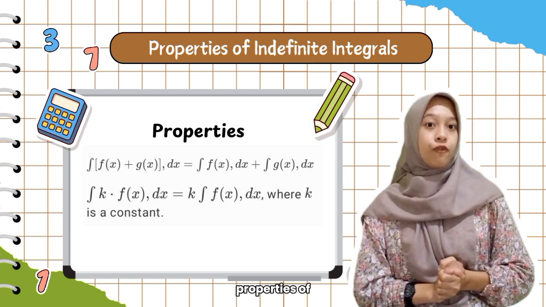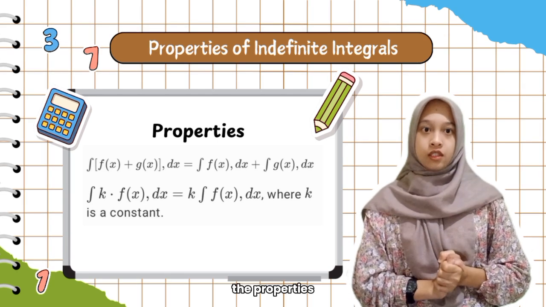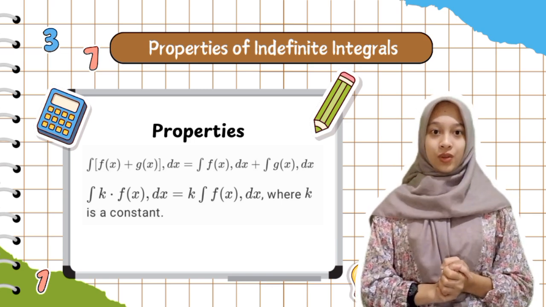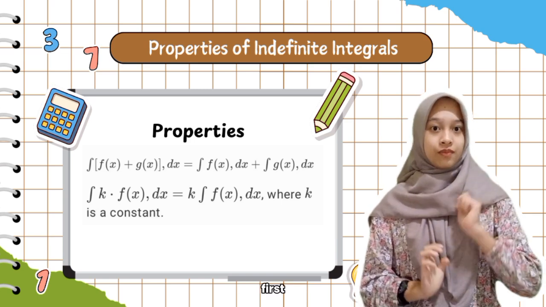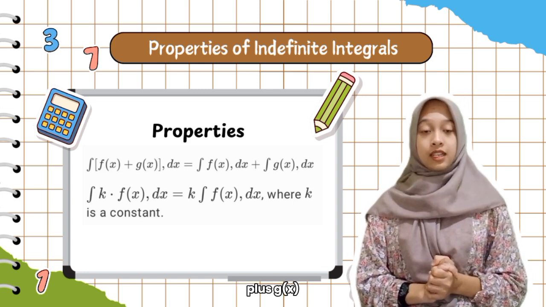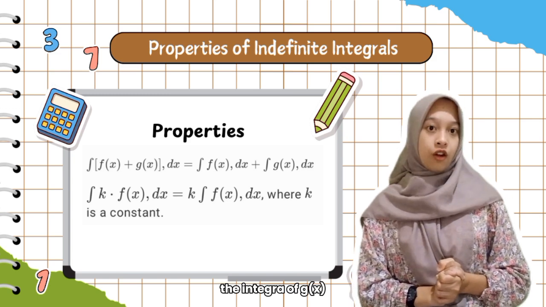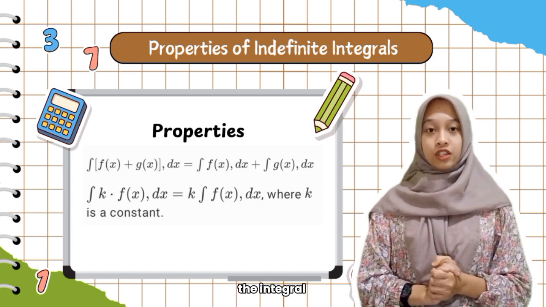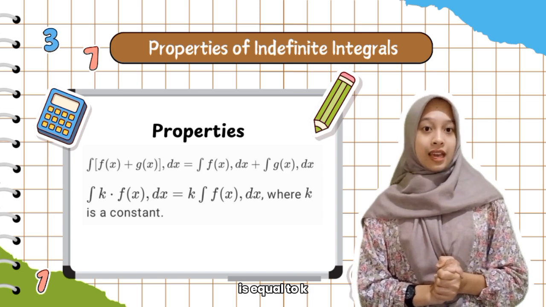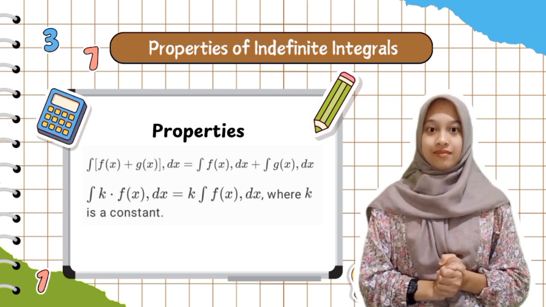Next is properties of indefinite integrals. We need to understand the properties to make it easier for us to apply them. So, the properties: first, the integral of f(x) plus g(x) in brackets is equal to the integral of f(x) plus the integral of g(x). And then the integral of k times f(x) is equal to k times the integral of f(x), where k is a constant.